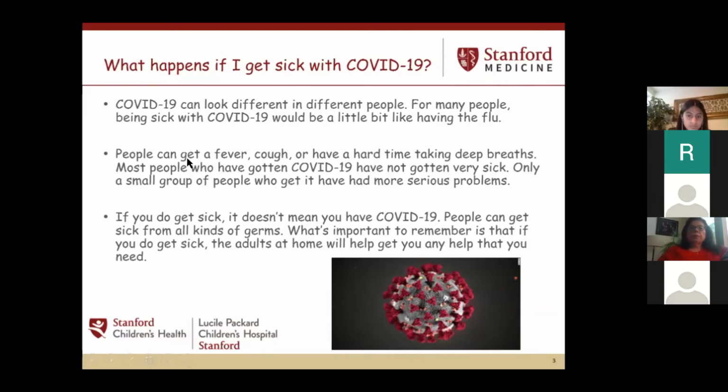So most people who get COVID who have symptoms, those 50%, they can get a fever, a cough. They might have a hard time taking a deep breath. But like I said, most people don't get very sick or they don't even have any symptoms. Now, about 20%, or 20 people out of 100 who have COVID, will either be sick enough with the symptoms I just mentioned, fever or cough or having a hard time breathing, that they might have to go to the hospital. And out of those 20%, about 5% get really sick and usually need oxygen or might need to be on a ventilator. Does anybody know what a ventilator is?